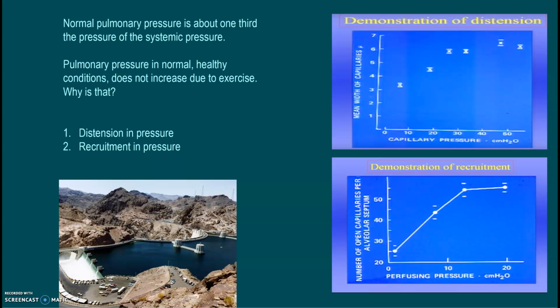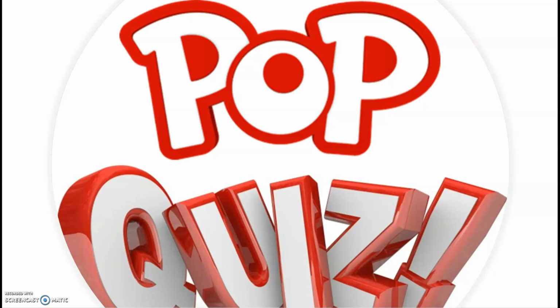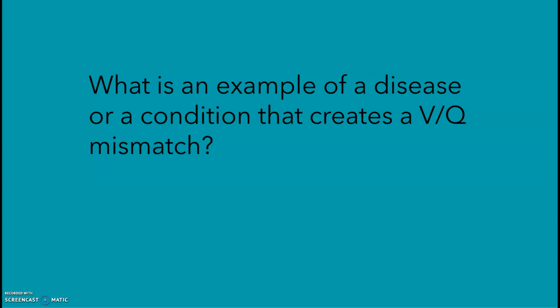Okay, now it's time for a pop quiz. Question number 1, what is an example of a disease or a condition that creates a VQ mismatch? Well, I already gave you one, remember, the foraminal valley, but there's also pulmonary embolism, and there's a number of others. But you could just say, well, there's a VQ mismatch all the time when we talk about zones of the lung. Remember, I covered that too.